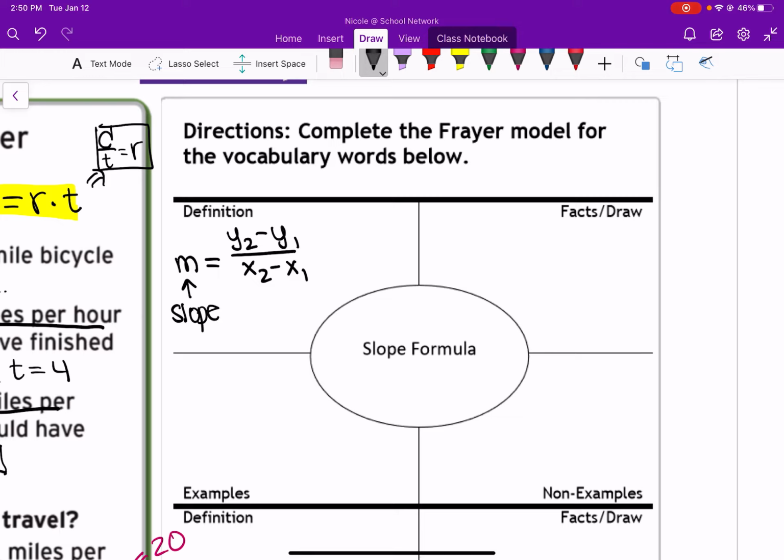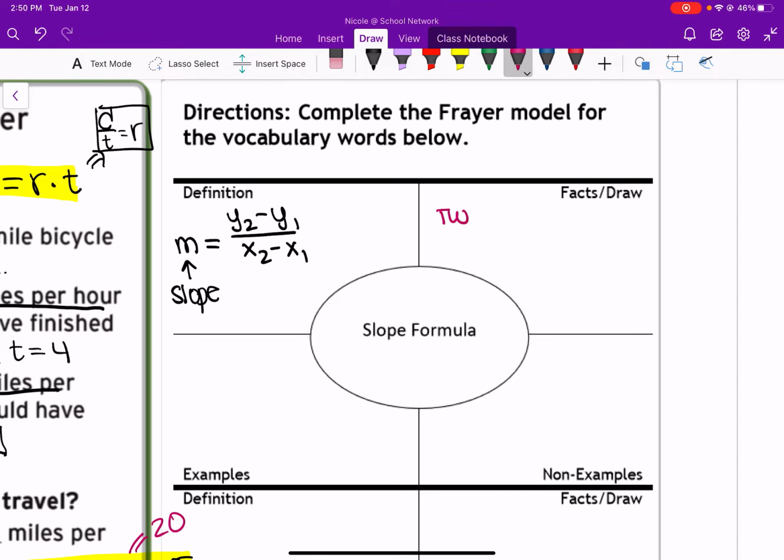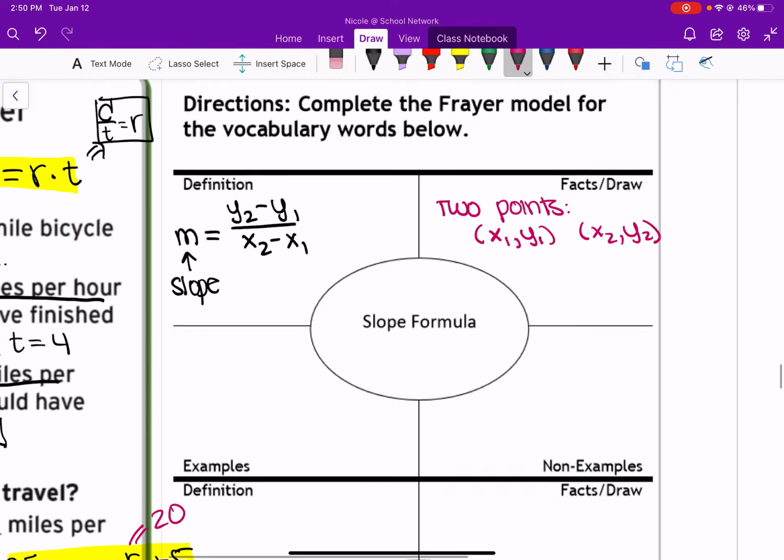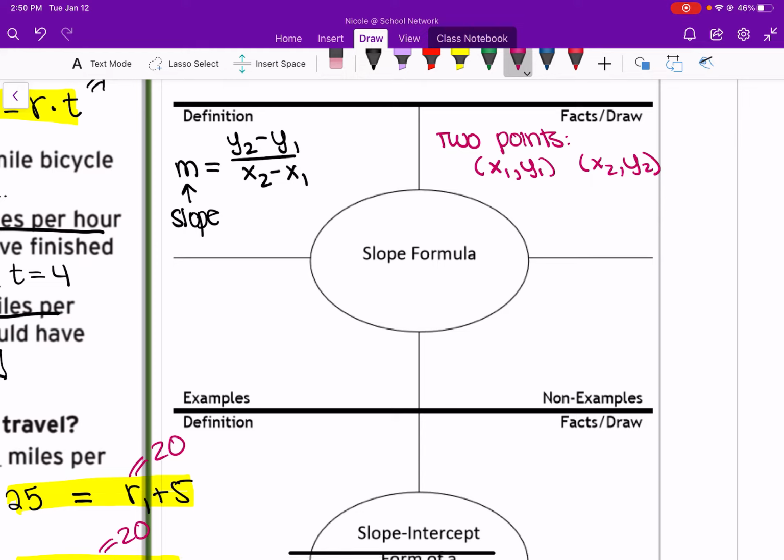That slope is denoted as just m, and there's our formula with y1 and y2. So there are some facts here. We have 2 points. Our first point is x1, y1, and our second point is x2, y2. So we get those points from a graph, or they're given to us, and as long as we have 2 points, we can solve for the slope between those 2 points.